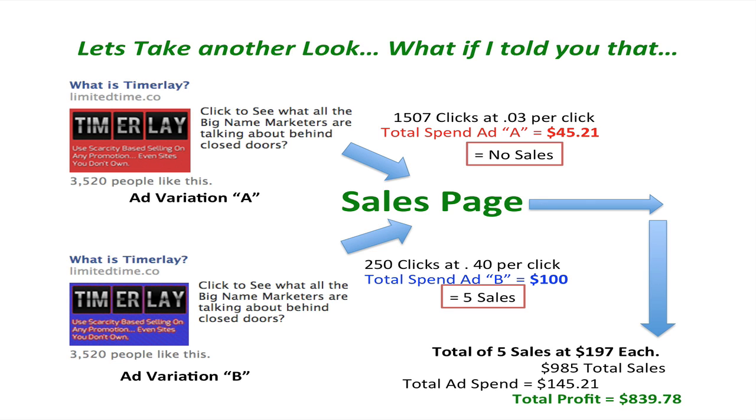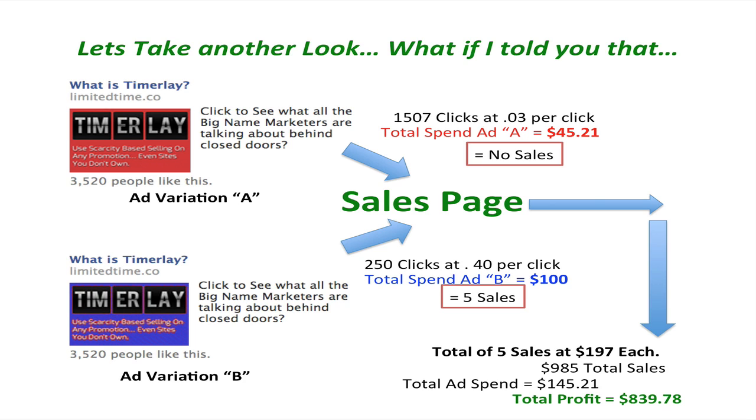So all of our profits, all $985 that came in, minus the total ad spend to get to $839, they all came in from B. Now let me ask you again, which ad is the winner? Exactly. Now you're starting to see that it's not as cut and dry as clicks, number of clicks, and cost per click.